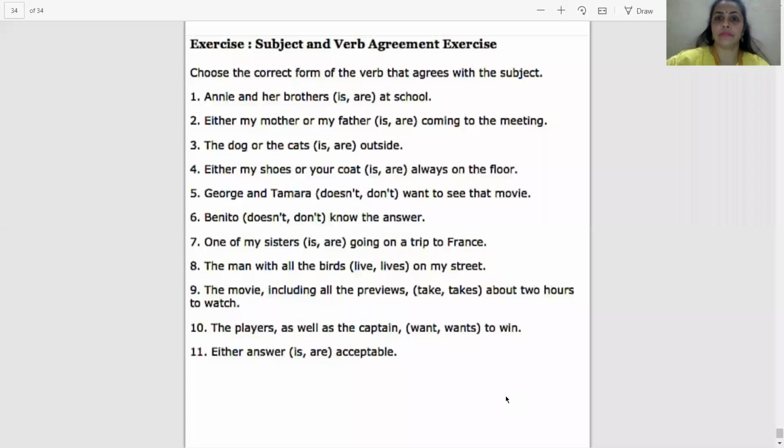Okay, children? Understood? Got it? Now we shall move towards transitive and intransitive verbs.